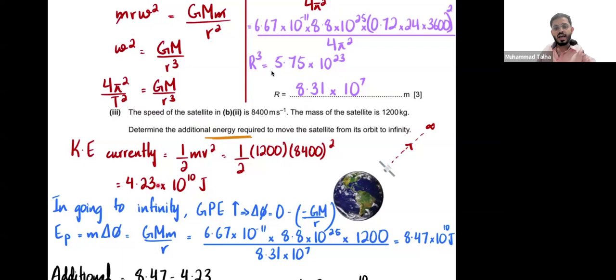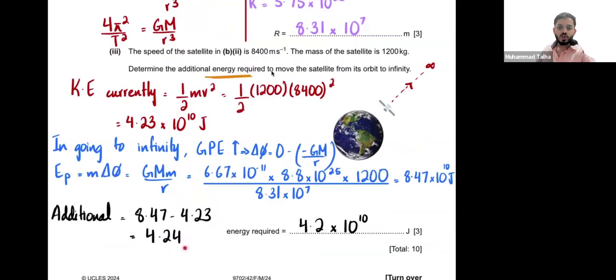But it already has this much energy. So the additional energy is just the difference of the two, which turns out to be 8.47 minus 4.23, which is 4.2 times 10 to the 10 joules. All right. This question is something that I don't recall seeing in any of the recent papers, at least. So this was a slightly new question, but in my opinion, not really difficult.